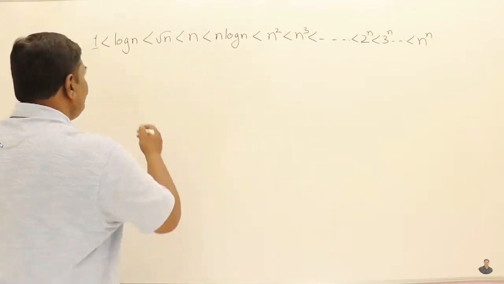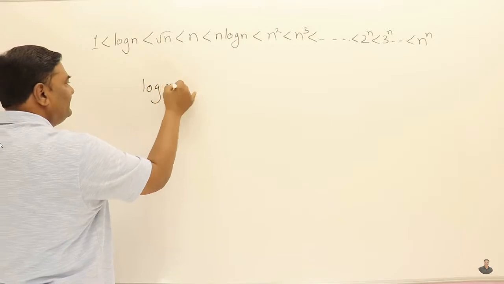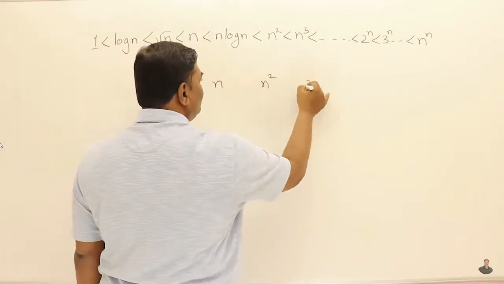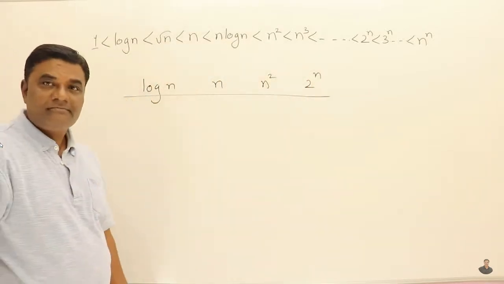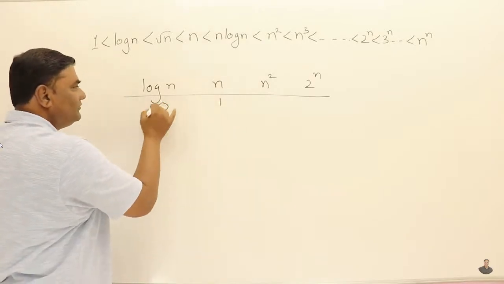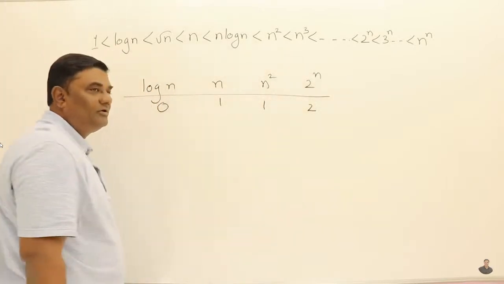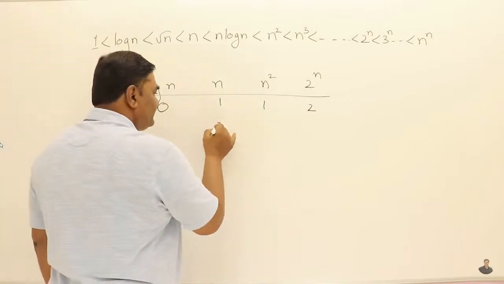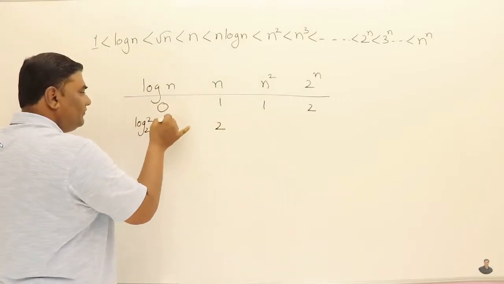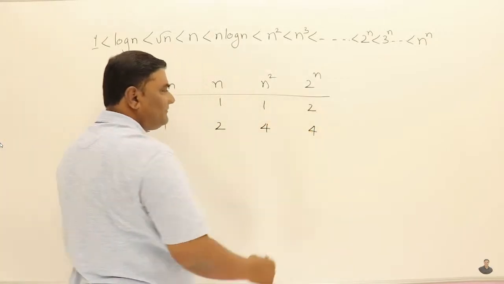Now to prove that, I will take a few classes from this. Let us say log n, n square, 2 power n. Let us try this. If I take n value as 1, log 1 will be 0, this will be 1, and this will be 2. 2 power 1 is 2. If I take this as 2, then log 2 base 2 is 1, this is 1, and this is 4, and this is also 4.